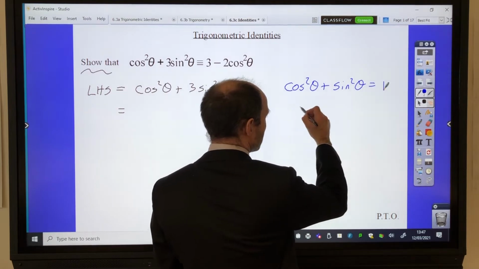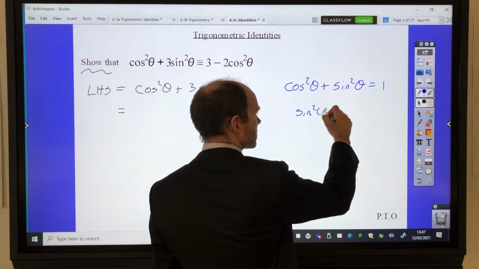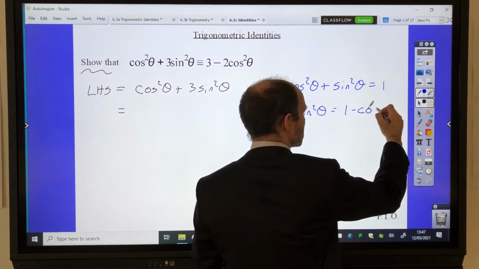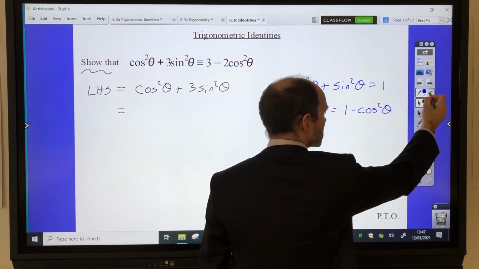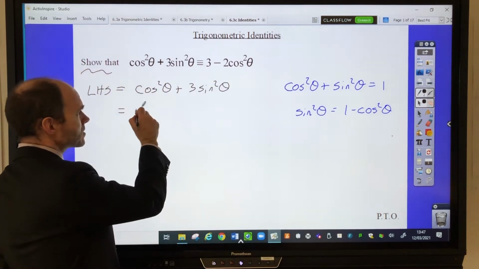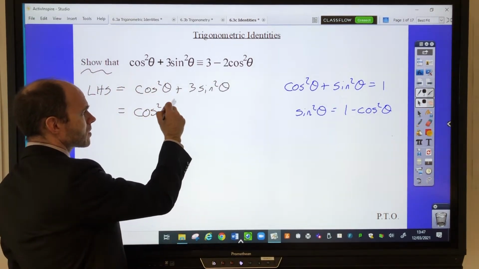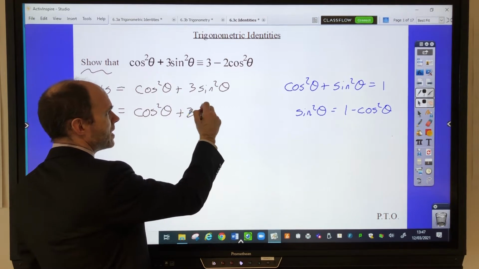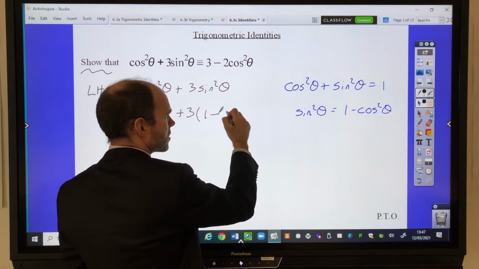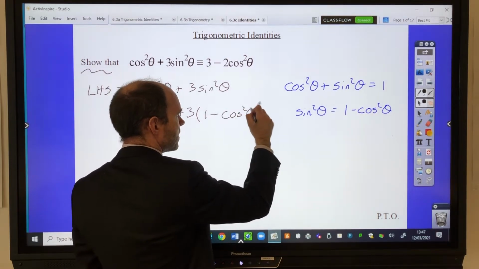I can make sine squared theta the subject. Sine squared theta is 1 minus cosine squared theta, and I'm going to substitute that in. So the next line is going to be cos squared theta plus 3, and because I'm substituting in, I'll put in brackets 1 minus cos squared theta.